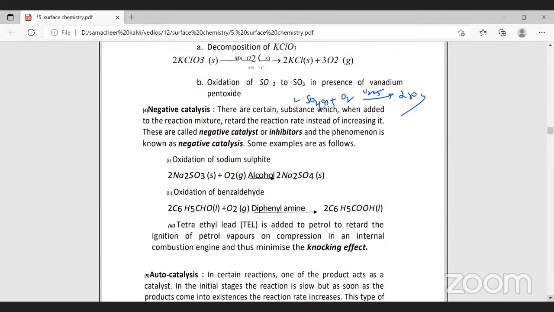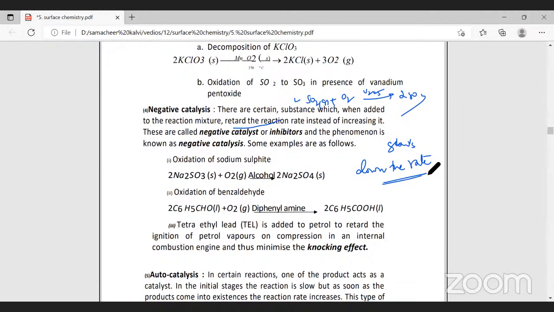Negative catalysis. These are certain substances which, when added to the reaction mixture, retard the reaction rate. Retards means slows down the reaction. So a chemical substance which slows down the speed or the rate is called a negative catalyst. Example for negative catalysis: oxidation of sodium sulfite to sodium sulfate in the presence of an alcohol.